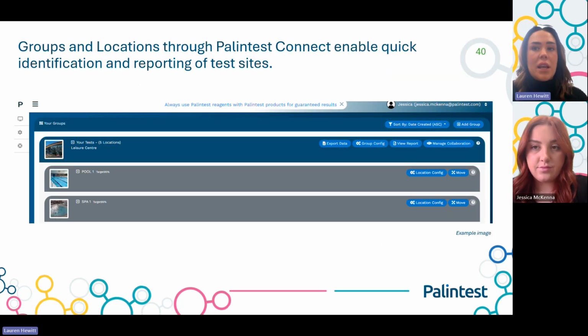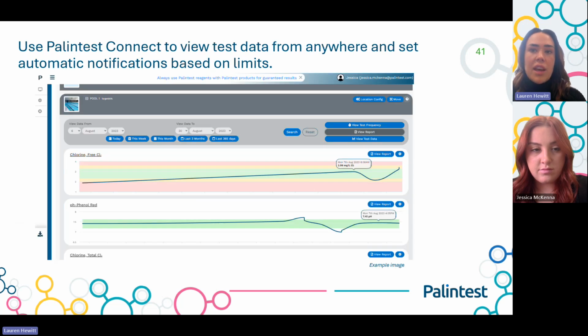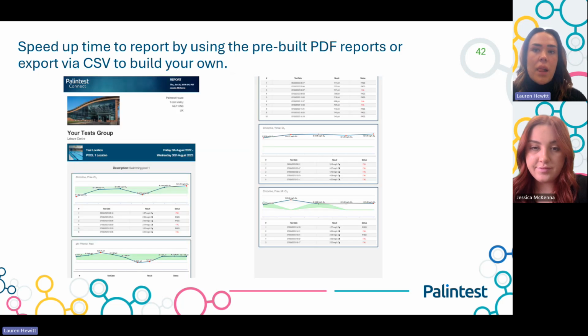Once logged onto the Pale and Test Connect platform, you can view results grouped by location, which is allocated by the labels on the instrument, enabling quick identification and reporting of test sites. The screenshot here shows how the results outside of the limits are displayed. This can then alert multiple people via email if necessary, enabling an easy view of results that may require an action to be taken. And finally, the reporting of the results. Pre-built PDF reports can be generated, or the results can be downloaded via CSV, enabling the user to create their own.